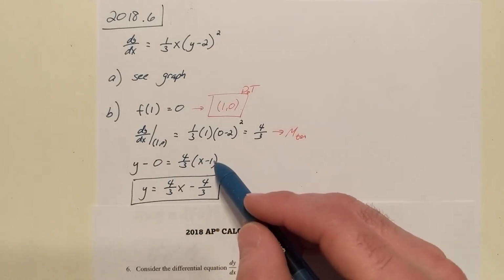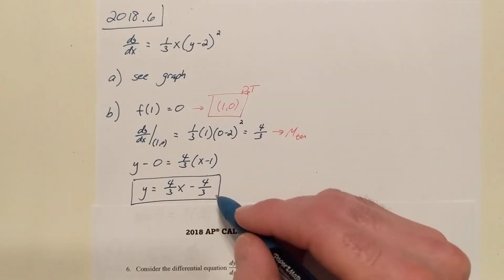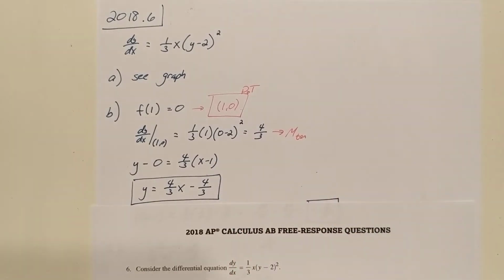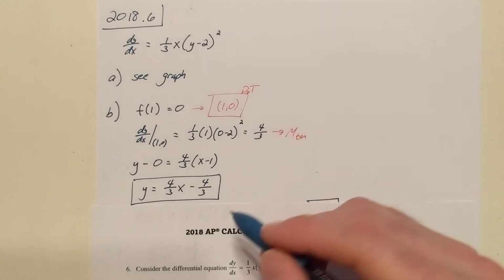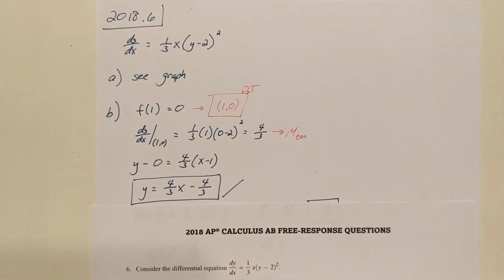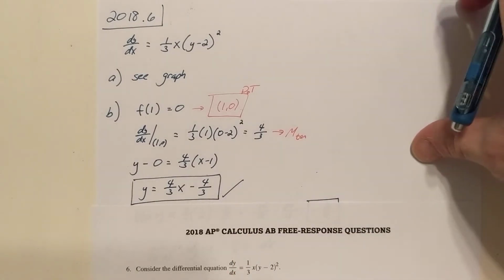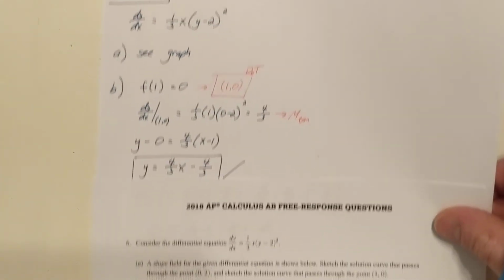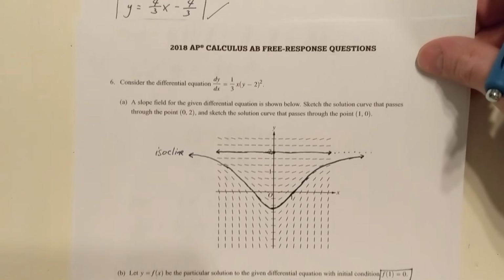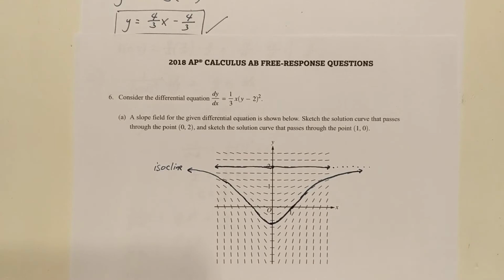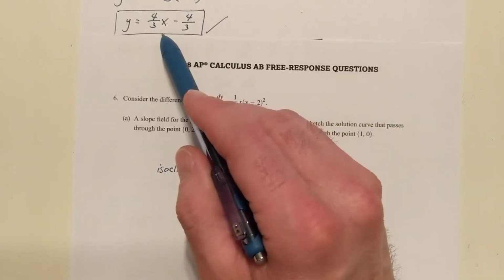You really didn't need to distribute the 4/3 there, but I did. And that there is what they were looking for: the equation of the line tangent to the graph. So that's the first part of B that they wanted. The second part was to ask us to use that equation to approximate the value of f of 7. All right, so this is the concept of linearization right here.